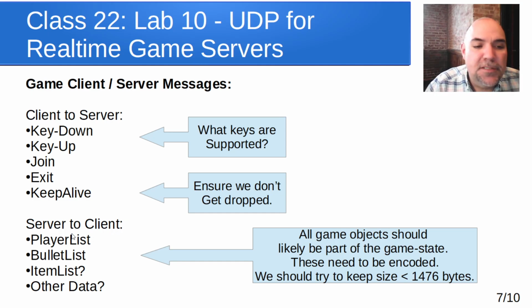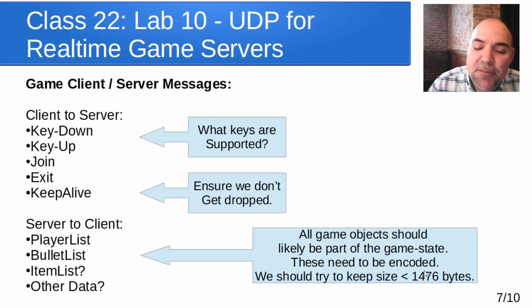Now, the other part of this that's worth mentioning is the server to client. It has that player list. It might have a bullet list. It might have an item list. It has all of that stuff it needs to send. And if you look at that version 2 that we created, or 3 that we created last class, I showed you how to create a dictionary, and you just drop items into that dictionary and then use message pack to send the whole thing. But we should probably make sure that we try to keep the size down below the MTU of Ethernet, which is 1,476 bytes.